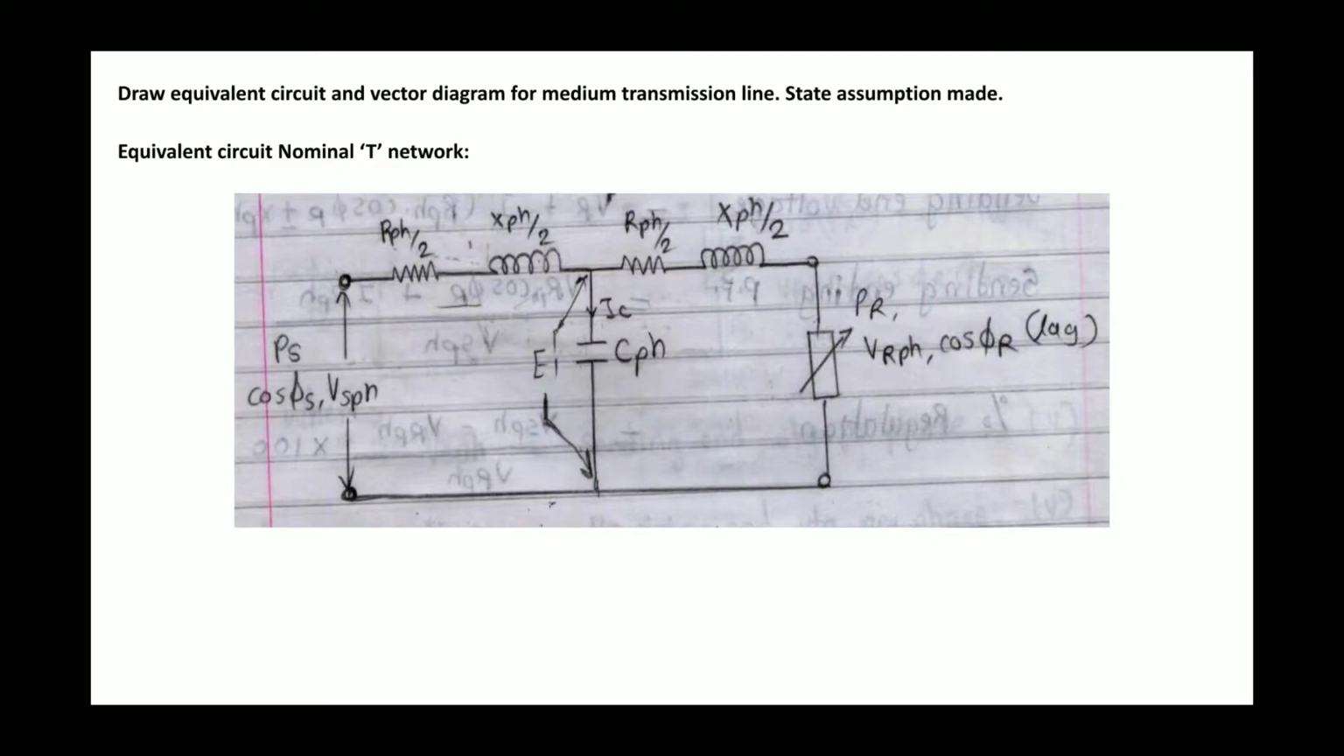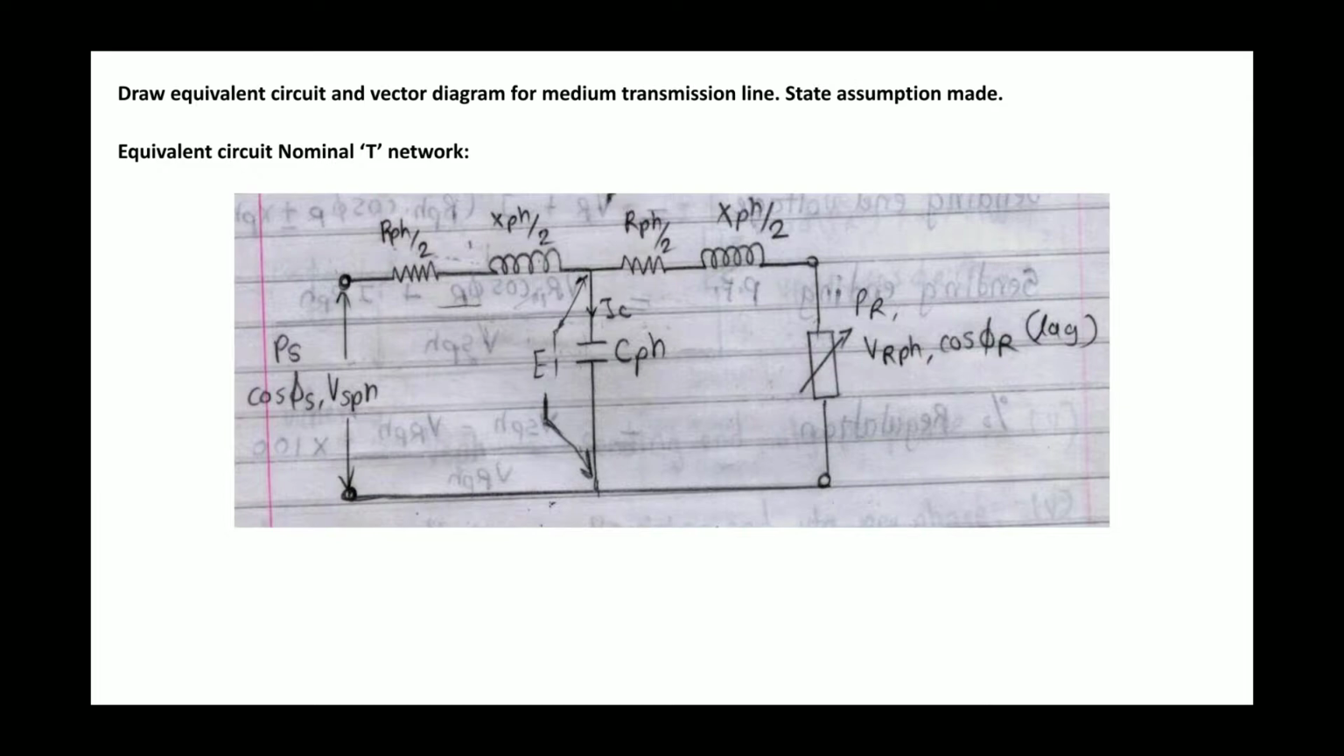So this diagram shows the equivalent circuit of the nominal T network. This diagram looks just like a T. In this diagram, the first part is PS. PS means the sending end power. Cos phi s means the sending end power factor, and VS PH means the sending end phase voltage.